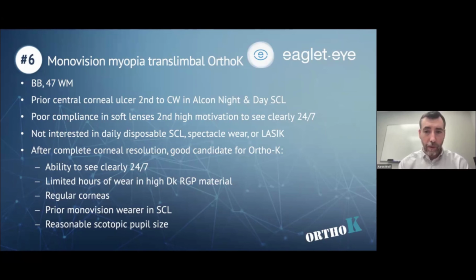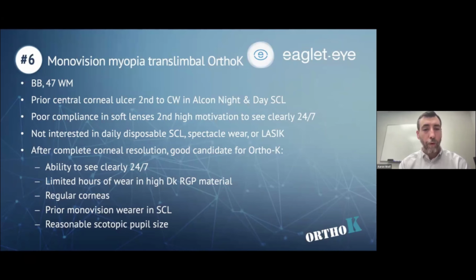The other benefit with OrthoK in this situation is that we do have higher oxygen transmission in some of these rigid gas permeable materials, especially some of the newer ones. They're extremely high. The amount of time in the lens is also much reduced compared to what they were doing before with the overuse of the soft contact lenses. This particular patient did also have regular corneas, of course, after the ulcer healed.